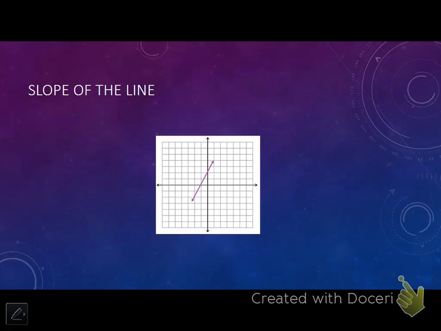Okay, slope of the line. Let's go ahead and zoom in on this. So slope, you have to go from one point to the other. Slope is always rise over run. Okay, so if I'm going from this point right here to this point right here, I rise 2 and I run 1. So my slope then is 2.